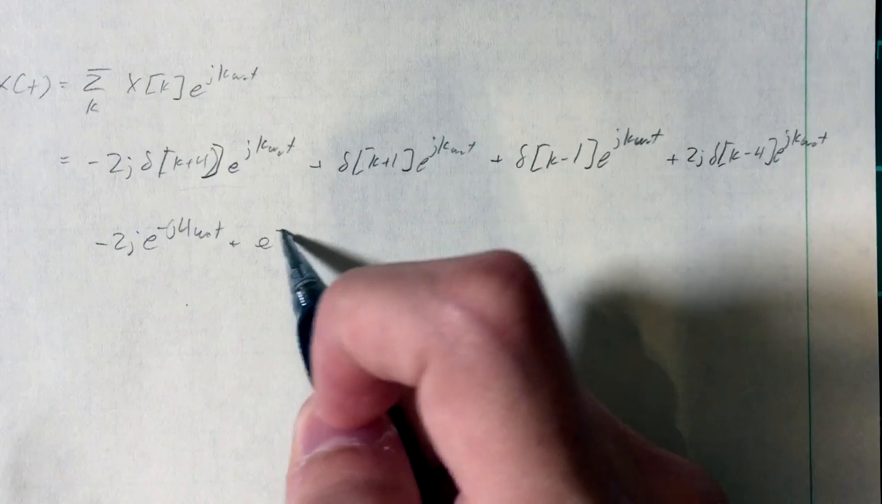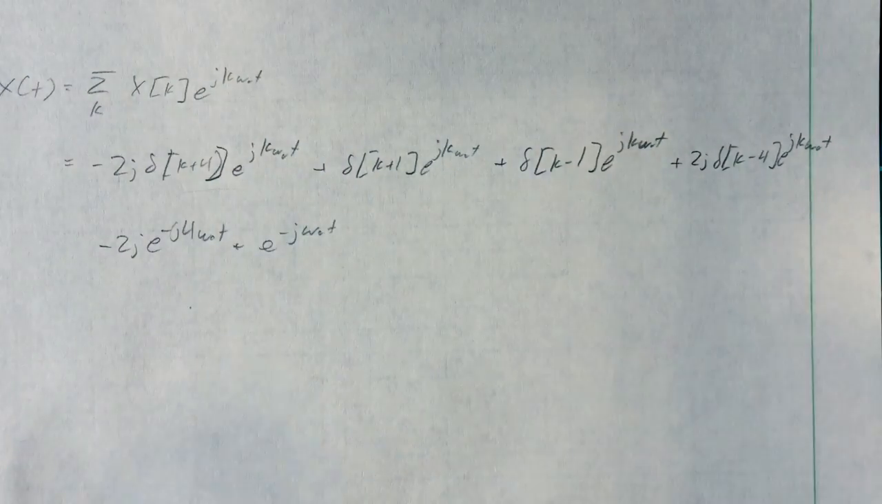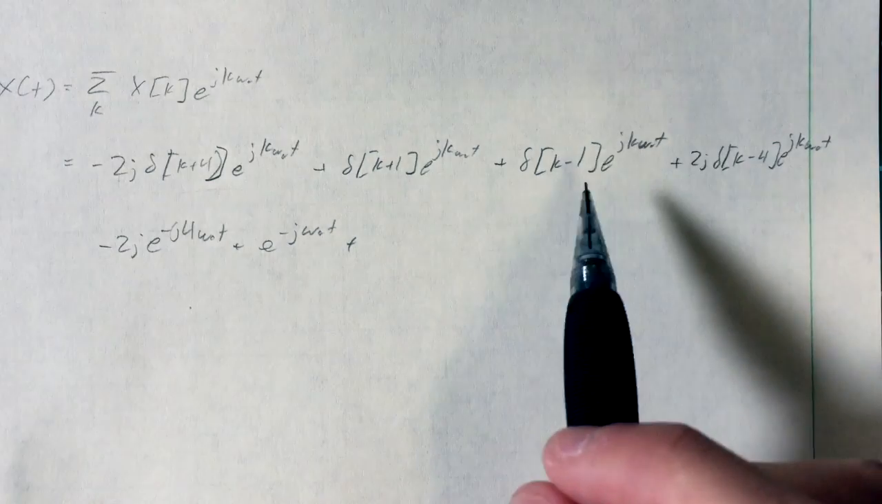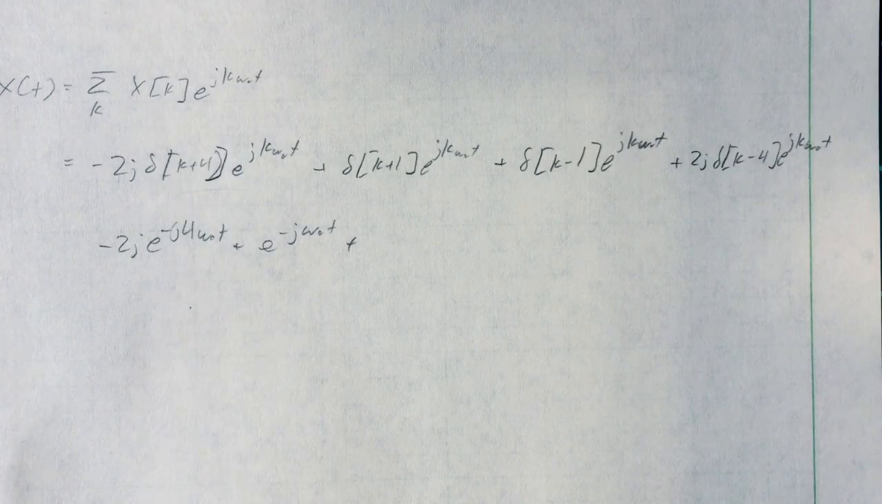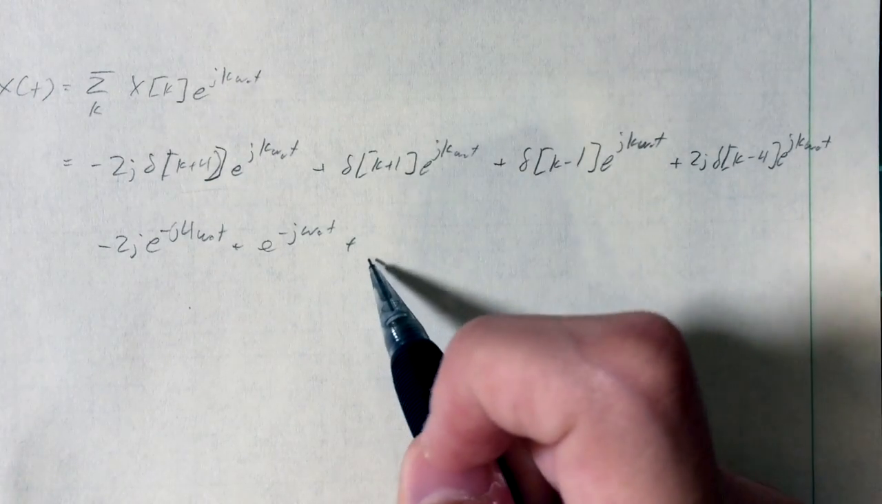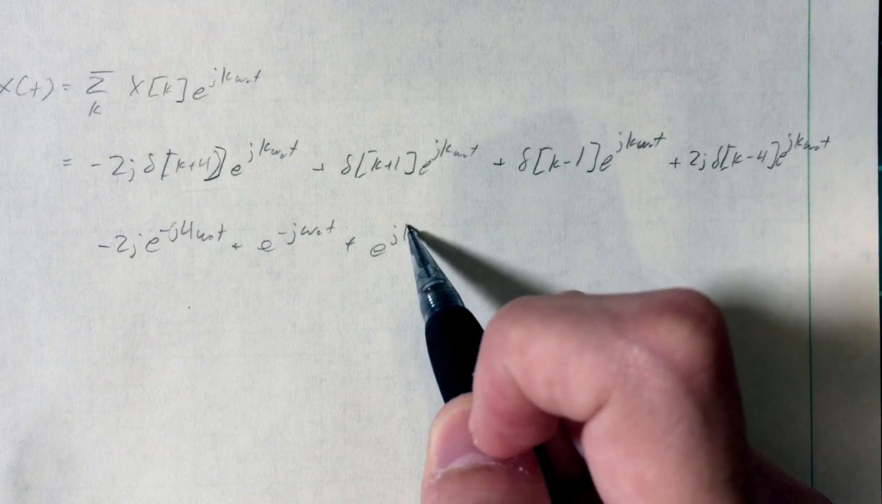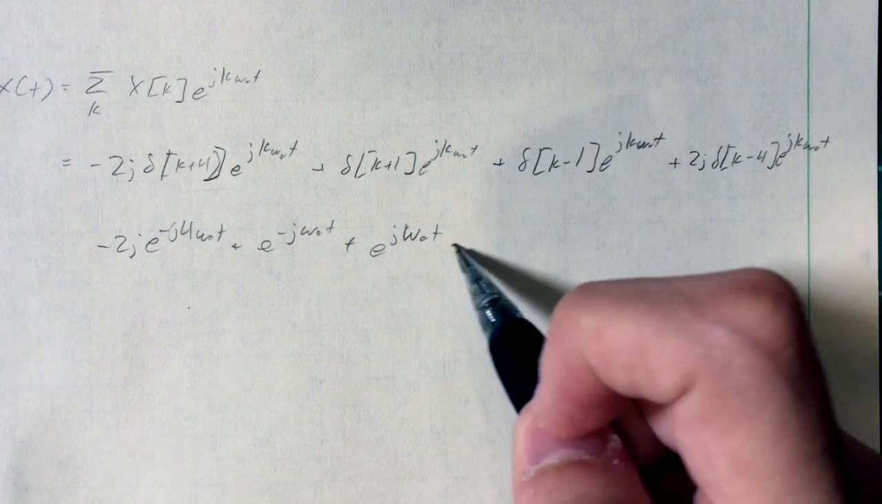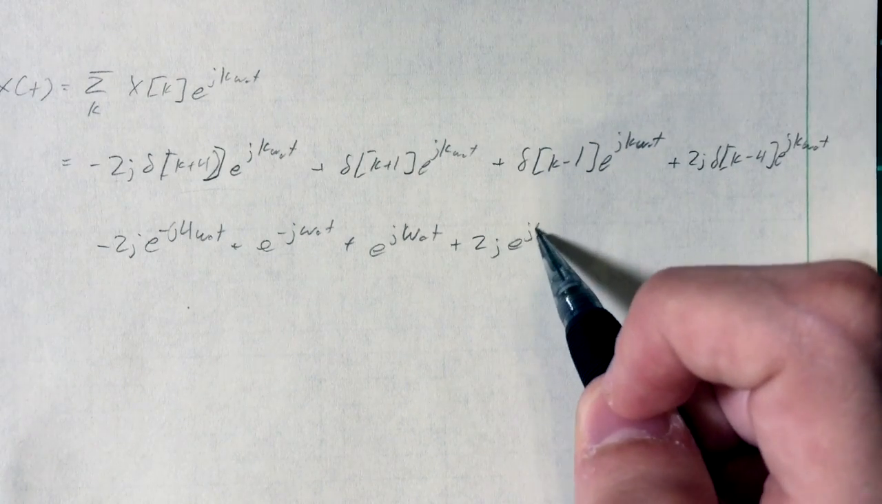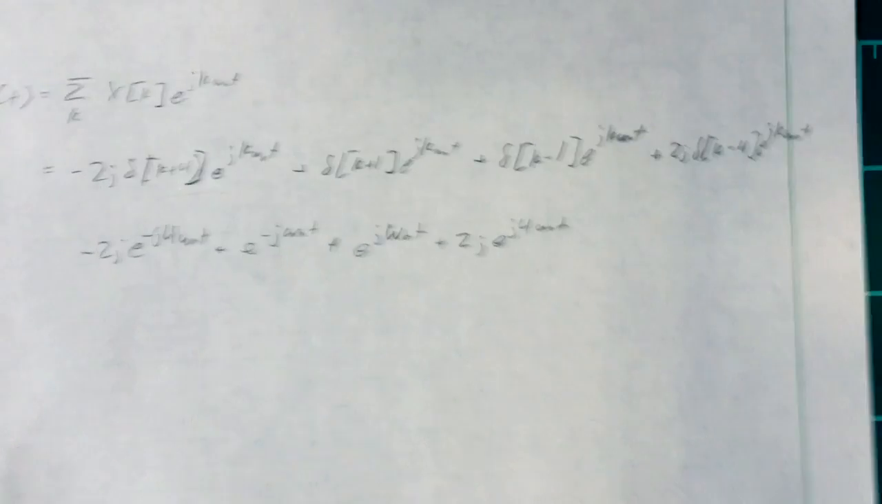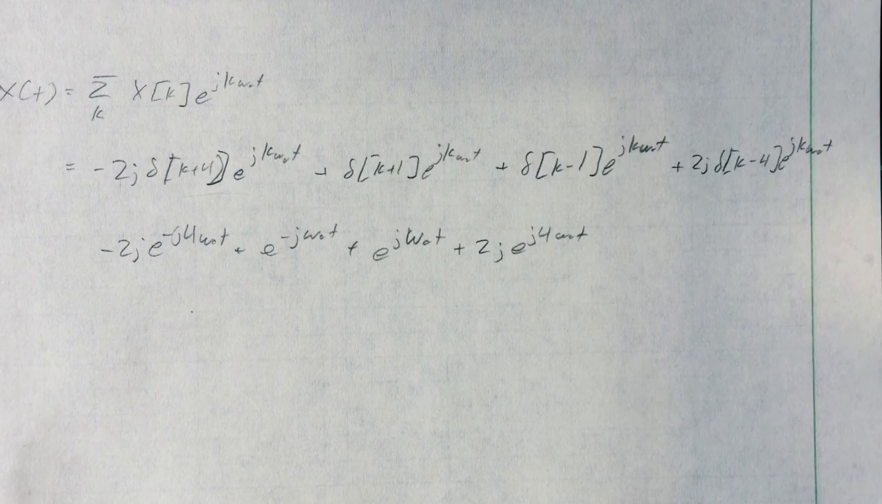1, so e to the negative j omega naught t plus, and then we have a k minus 1 in the delta, so we get a positive 1 replaced with k, e to the j omega naught t plus 2j positive 4 e to the j 4 omega naught t. And this should start to look familiar in a way, and it starts to get into that form where we can write it in terms of sine and cosine functions, which is exactly what we want.